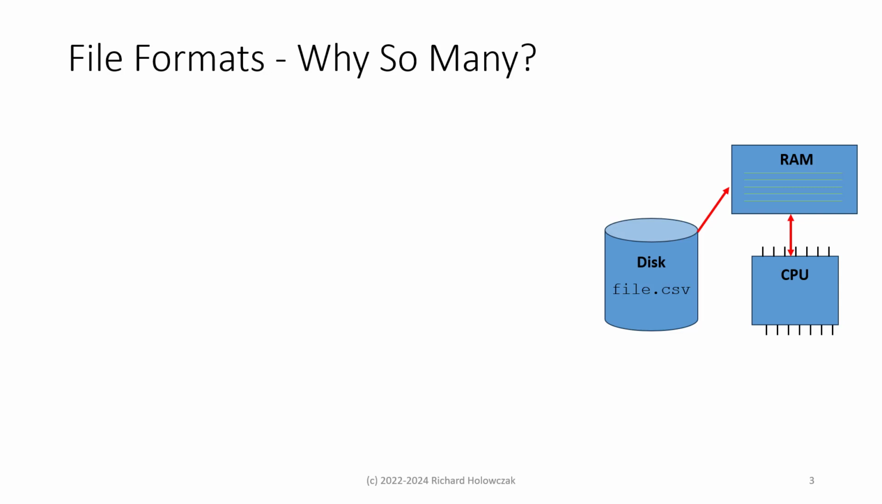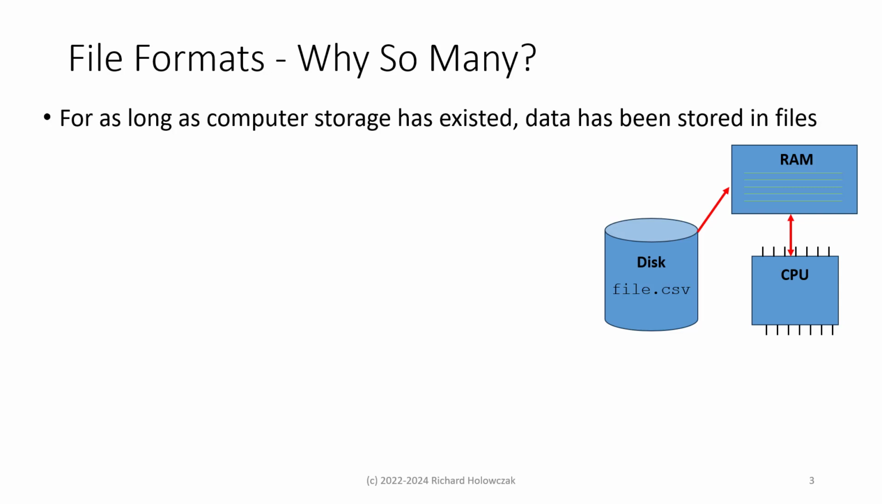So first up, why are there so many file formats? Well, for as long as computer storage has existed, data has been stored in files. The basic way this works is we have a file that's sitting here on disk, and that file is loaded up into random access memory, into our RAM. And once that file is loaded into RAM, our CPU can compute on that file, it can process that file, it can even create a new file, which then from RAM will be written back to disk.